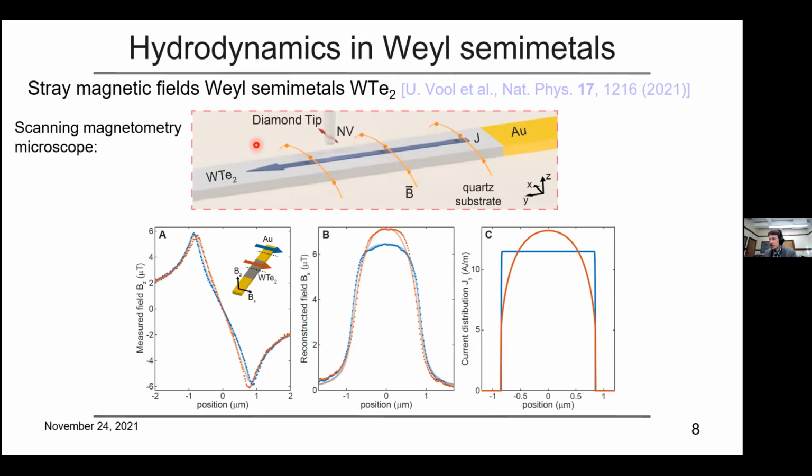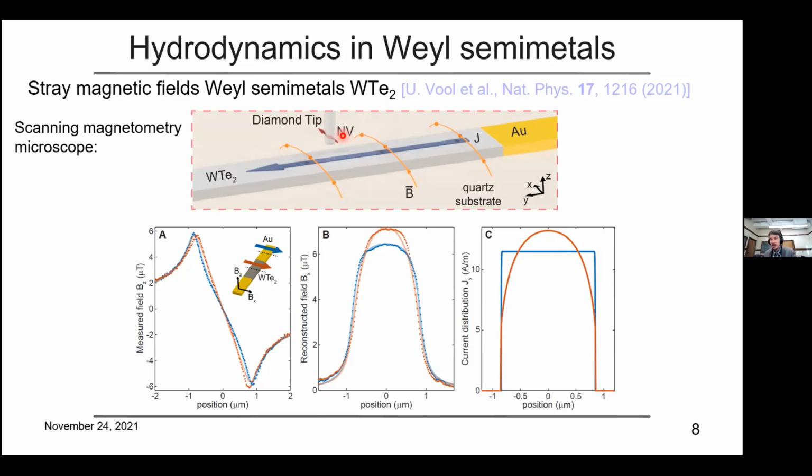So, but what do they measure? They essentially do not measure the surface properties of the film. This tip moves quite far away from, well, not far away, but it doesn't probe the surface property. It probes the total magnetic field generated by total current that flows through the sample.